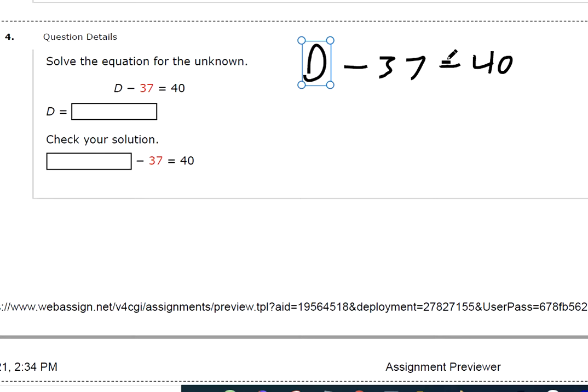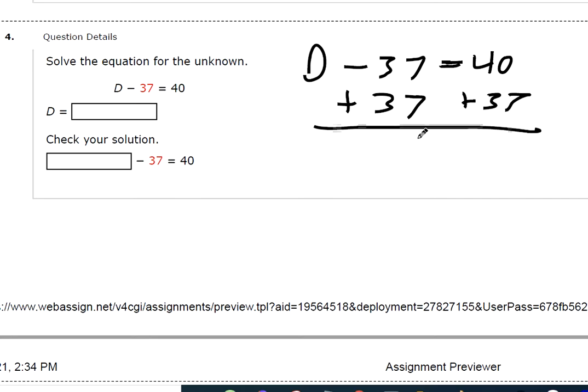So you might remember from chapter 5 doing this type of equation. We have d subtracted by 37 equals 40. To get d by itself, we have to do the opposite to both sides. So if you do that, the letter d equals 77. That's all you got to plug in here. Just to check your work, they want you to plug it back in.